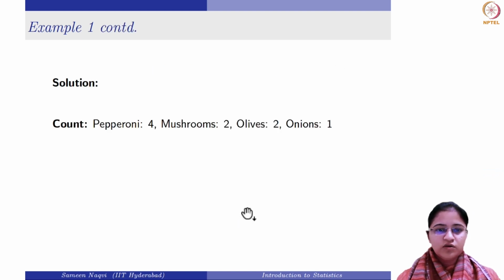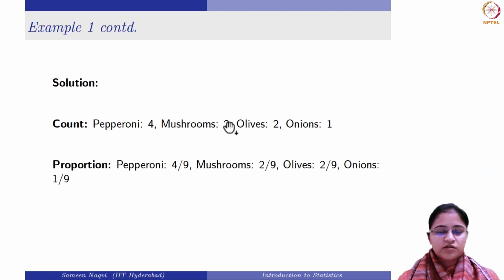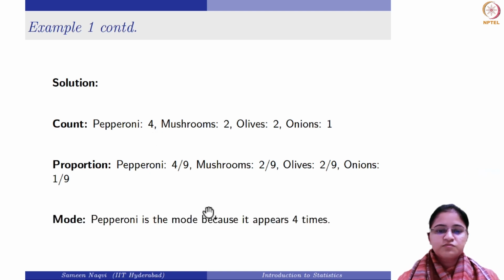So as you can see over here, these are the counts. And the total number of friends is 9. So the proportion is basically 4 over 9, 4 by 9, 2 by 9. And for onions, it is 1 by 9. And last, mode. You can see that pepperoni is the one which appears the maximum number of times. So the mode over here is basically pepperoni.